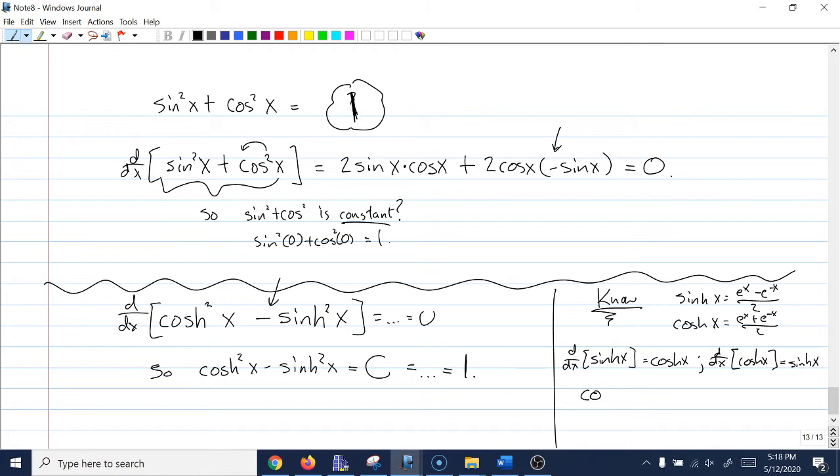And it's useful to know the Pythagorean identity for them. Cosh squared minus sinh squared is 1.